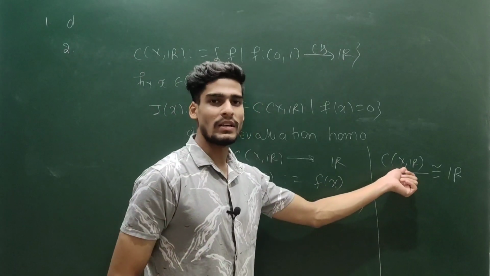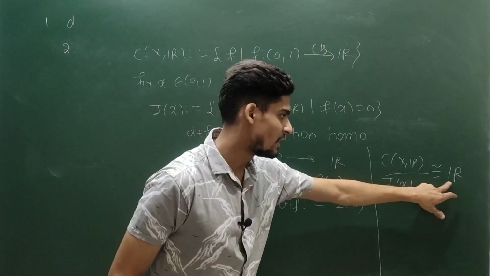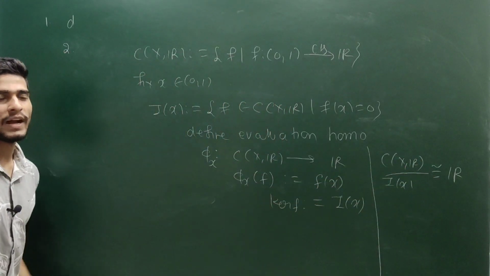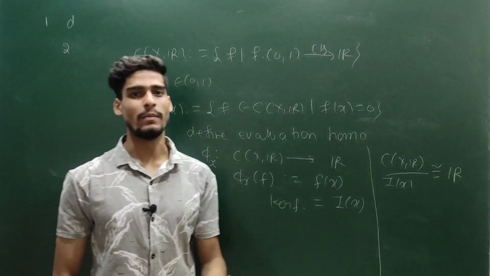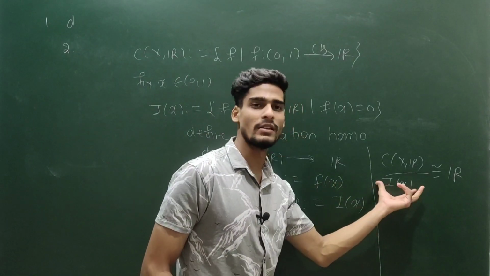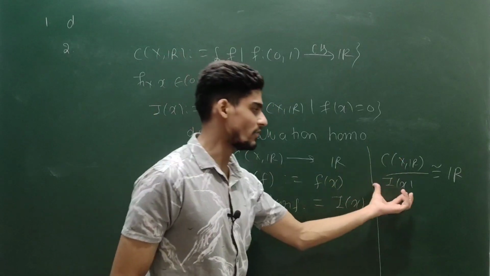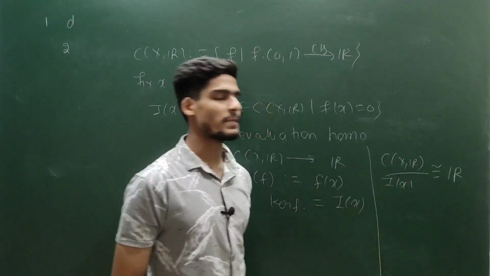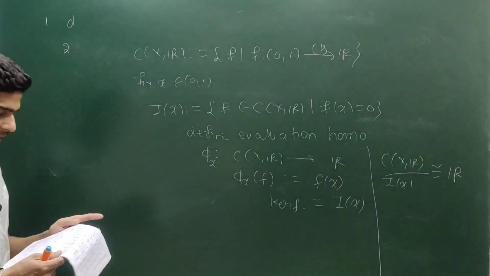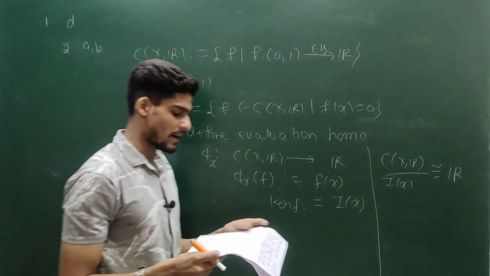So this C(X,R) is a commutative ring with unity, and I_x is maximal if and only if the quotient is a field. But this is a field, hence this I_x has to be maximal. And in a commutative ring with unity, every maximal ideal becomes prime, because R is without zero divisor. Hence, this is a prime ideal. You say this structure is without zero divisor if and only if this ideal is a prime ideal. So this is prime as well as maximal. So option A and option B are correct: I_x is prime, I_x is maximal.